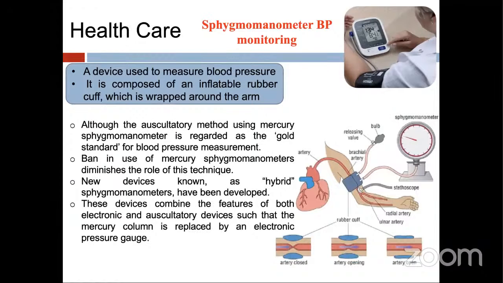Then BP, every one of you must have seen this BP. Earlier we used to wrap the band around the elbow, and then we used to pump, the mercury used to go up and we used to see the level. But the ban on the use of mercury has been a problem. So a new system has come, the sphygmomanometer, which is similar, but in that case mercury is not used. It combines the features of electronic and oscillatory devices. That mercury column is replaced by an electronic pressure gauge. Based on the pressure gauge, we see that BP is high or low. Earlier, since mercury was used and mercury is not good to be disposed of in the environment, it has been replaced. So this is the advancement in science.